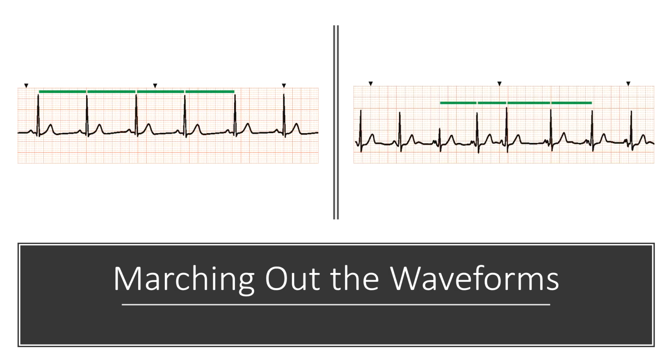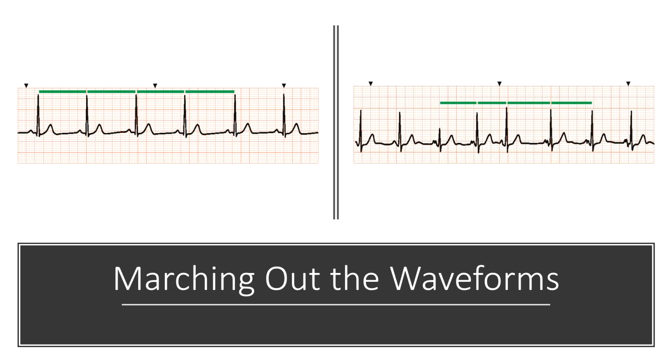And then marching out the waveforms, like we said, there should be a P wave with every QRS, and our QRS interval should be pretty even across. In that one picture off to the side, you can see they look pretty regular and even across. So if we had calipers, we could put one end of the caliper on a QRS and the other end on the next QRS and measure that across, and they should be even.